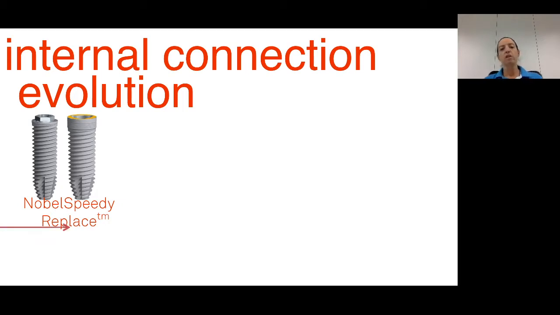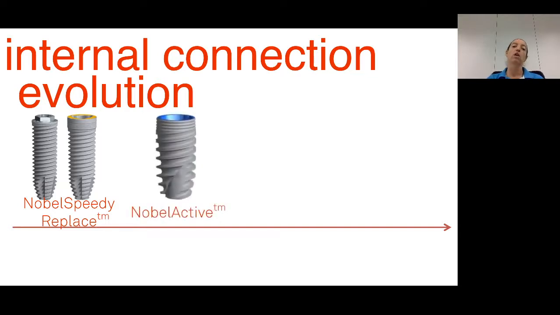After this, we had an evolution in terms of the connection in Nobel Biocare, the conical connection with the Nobel Active. But again, this type of implant was not the preferable one, because it did not have threads all the way in the head area, and it was not engaging on the cortical. So we continued to use only the external connection.